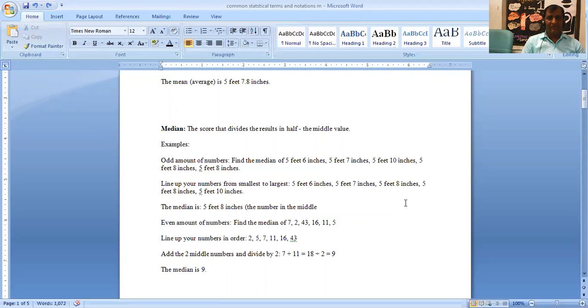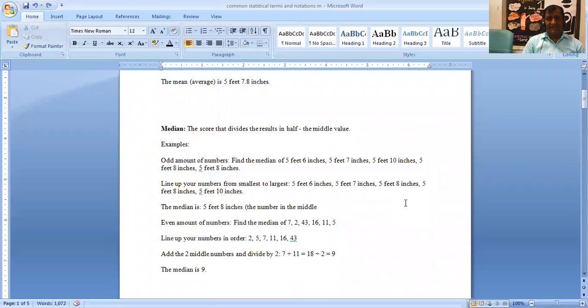Example, with an odd amount of numbers, find the median of 5 feet 6 inches, 5 feet 7 inches, 5 feet 10 inches, 5 feet 8 inches, 5 feet 8 inches. Line up the numbers from smallest to largest: 5 feet 6 inches, 5 feet 7 inches, 5 feet 8 inches, 5 feet 8 inches, 5 feet 10 inches. The median is 5 feet 8 inches, the number in the middle.